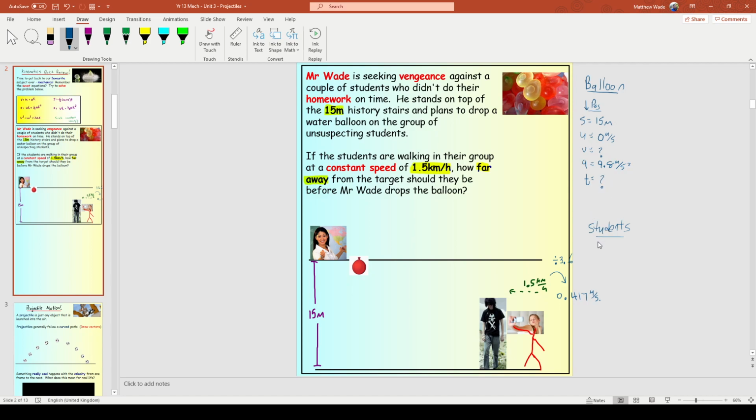The time, do we know that? Well, no. Okay. Now, which of these things are going to be useful if our end question is to figure out how far away the kids should be when you drop the balloon? Well, here's what we're going to look at. Look at the kids. The kids have sut. So they're not suvat, they're sut.